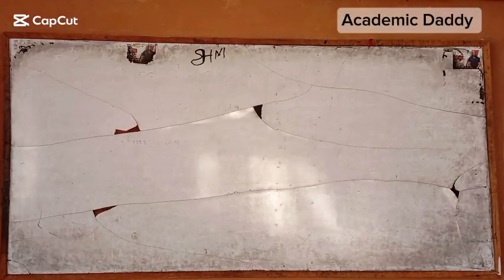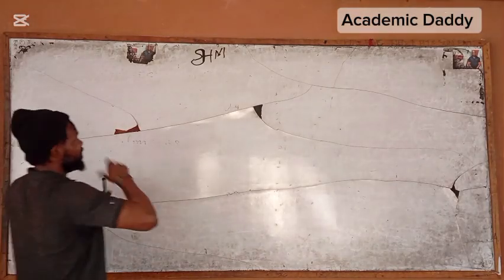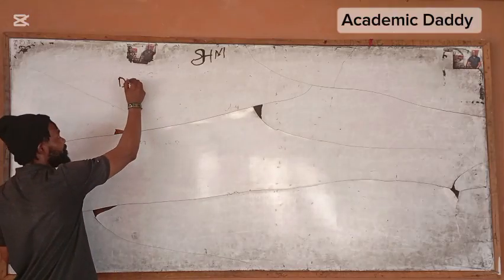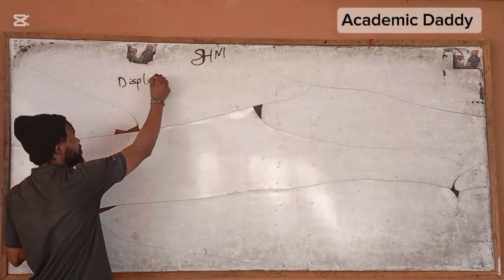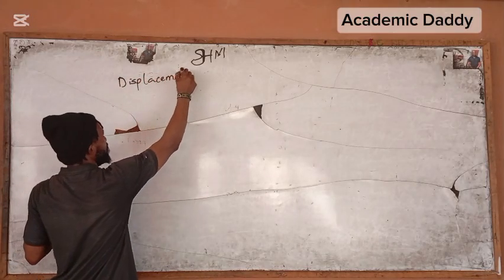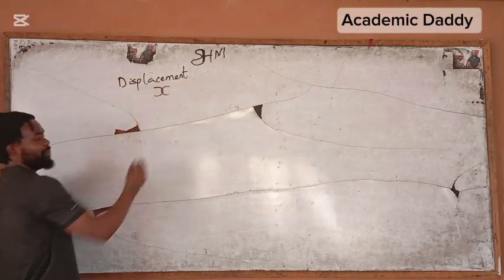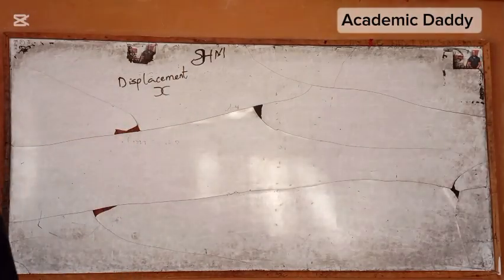Remember that displacement means change in position, is it not true? Yes. And we normally represent displacement with X or S. Do you agree? I can say that the symbol for displacement is S or X or Y.